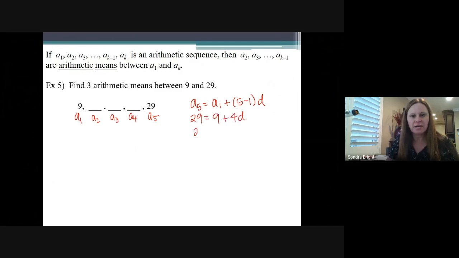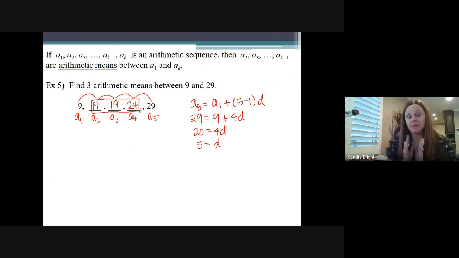And so subtracting 9 and then dividing by 4, your common difference is 5. And so you just add 5 to get 14, add 5 to get 19, add 5 to get 24. When I add 5, do I get 29? Yes, I do. So those will be my answers.